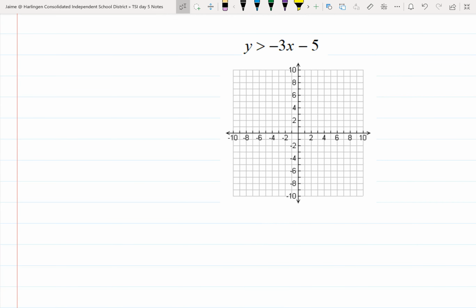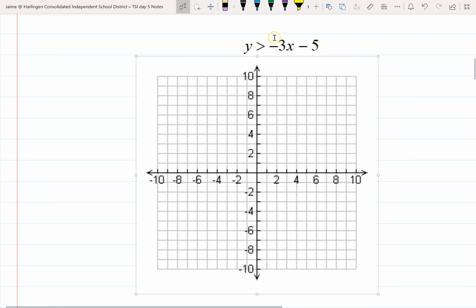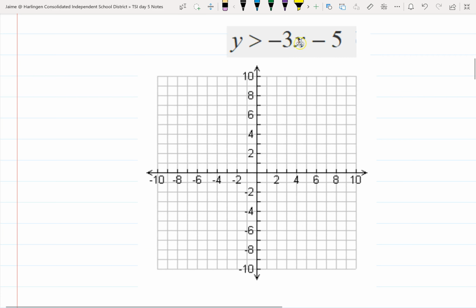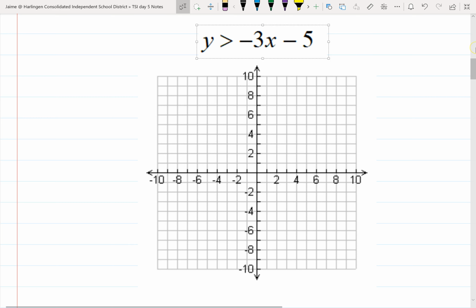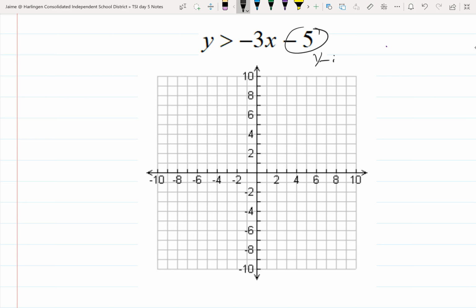Here's our next one. So again, first, we're going to start with this number. That is the y-intercept. It's -5. So on the y-axis, go to -5 and put a dot. -5 right there.